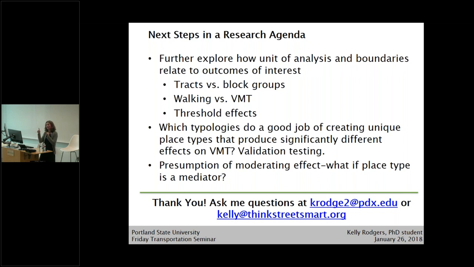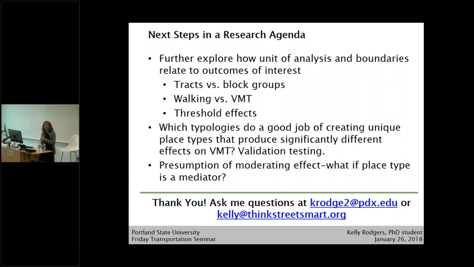There's a little bit of a circular logic challenge in that the variables that create place type, you can't use those same variables for testing, because you're going to find that the mediation and moderation effects are the same. So I had to use proxy variables that were very similar to see how that worked, and found that it had a more moderating effect. But I think there's still the circular logic problem, because you're using very similar constructs.